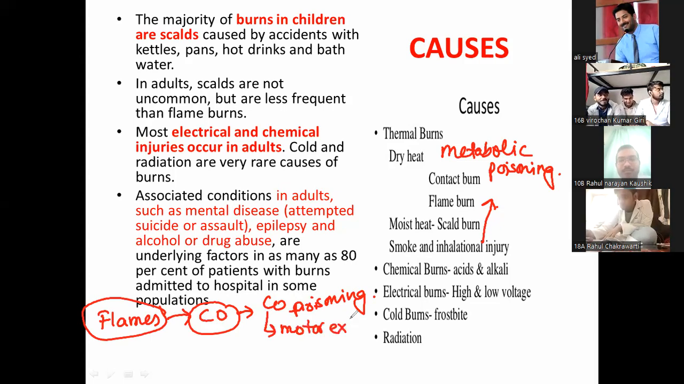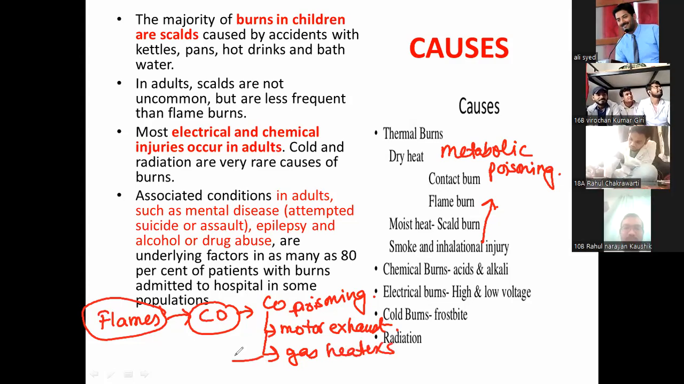Whenever there is carbon monoxide poisoning, they can tell you that carbon monoxide can be released from motor exhaust. Carbon monoxide can be released from gas heaters. And carbon monoxide can come from fire victims also. So these are the three exposures to carbon monoxide.